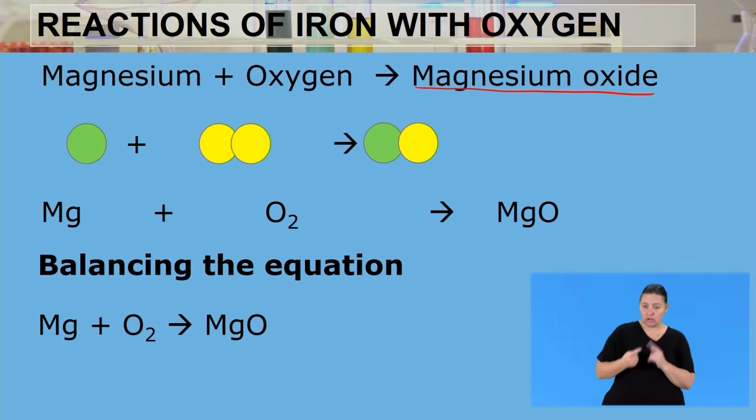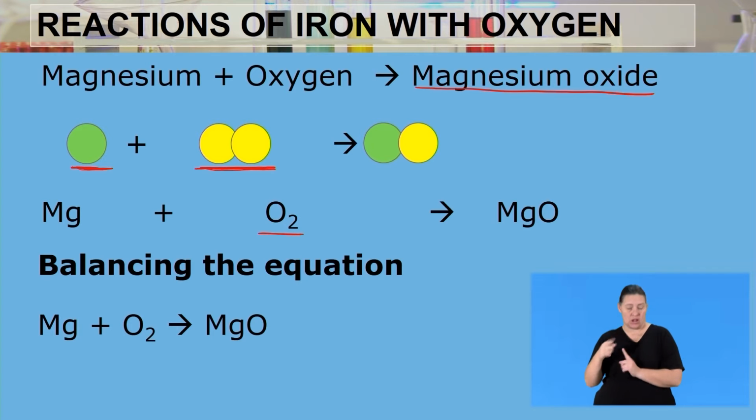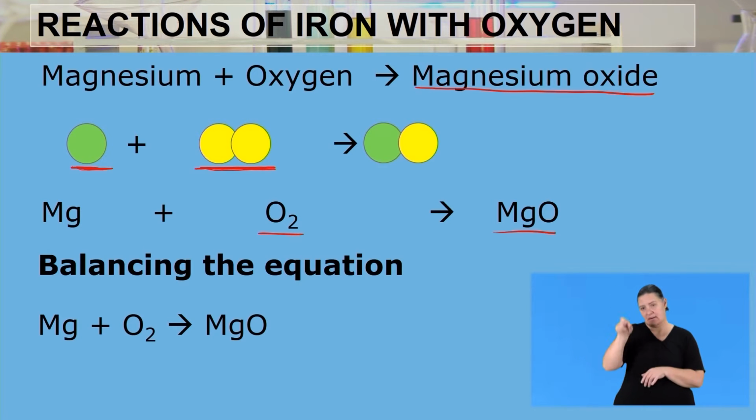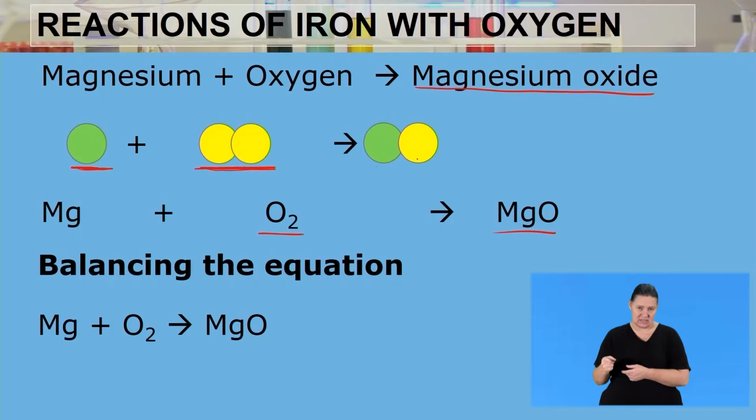So in terms of a model to represent that particular reaction, we're going to use our green circle to represent Mg and our chemically bonded circles to represent O2. Oxygen is a diatomic molecule and is found in group 16 of the periodic table. Our product is MgO, which is our magnesium oxide. That is going to be a combination of our Mg and our oxygen. And we also need to note that this equation is not balanced.